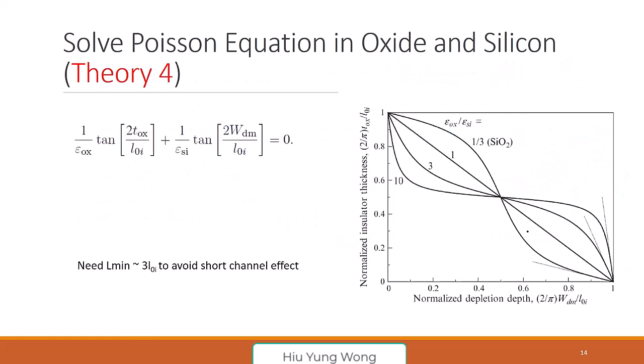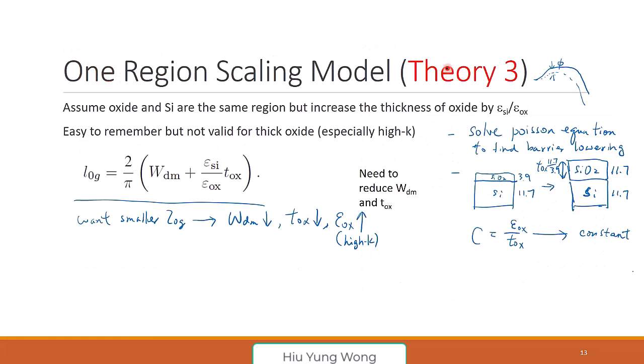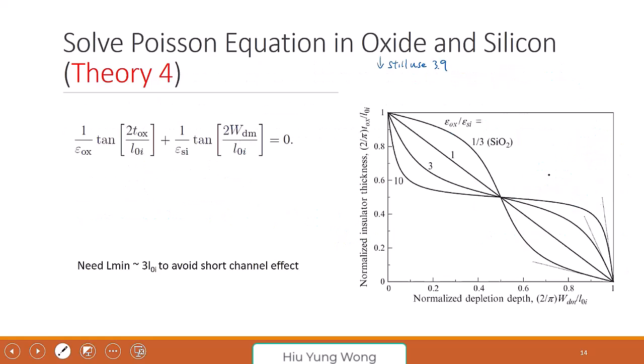But this is still not correct, okay? So eventually, there's a way. Let's just solve the Poisson equation in both oxide and silicon, but still using 3.9 or the dielectric constant in the oxide. We don't scale it like here, right? We don't scale the structure accordingly. So that's why we do that, right? And that becomes very complicated. It doesn't have explicit form, but you come up with an equation like this.